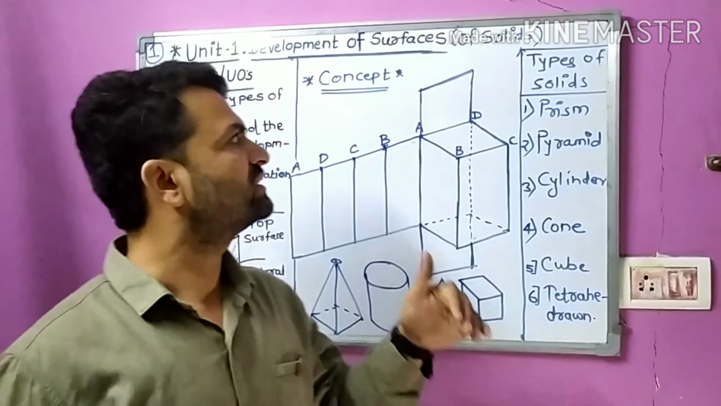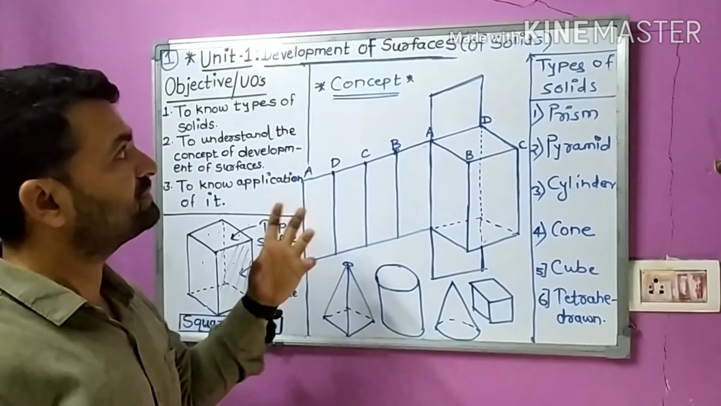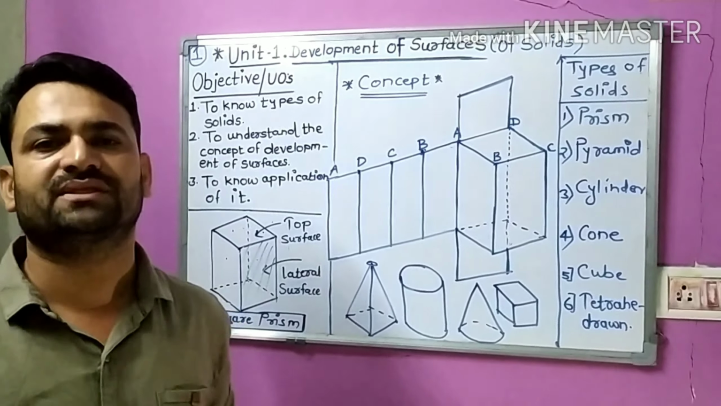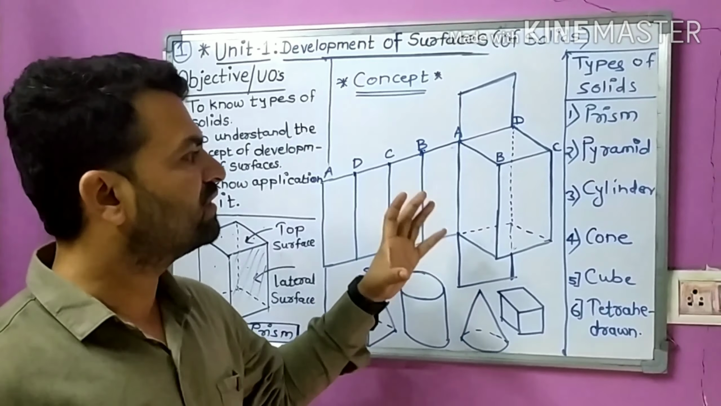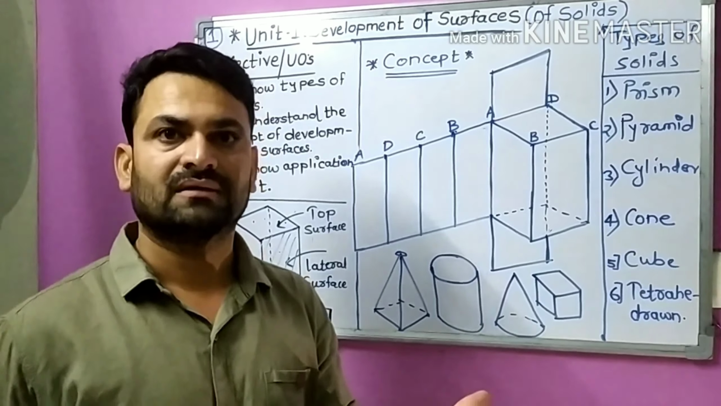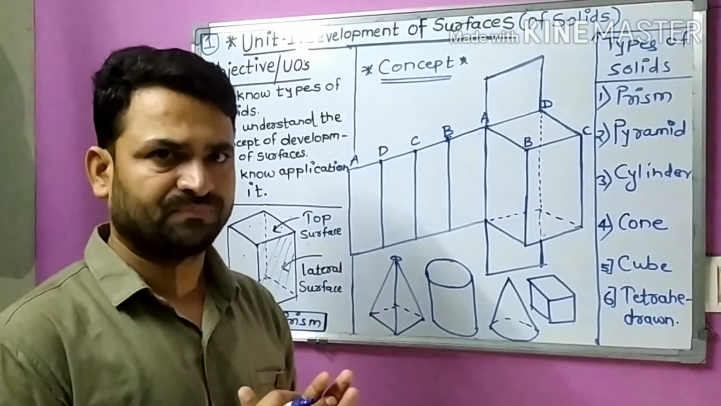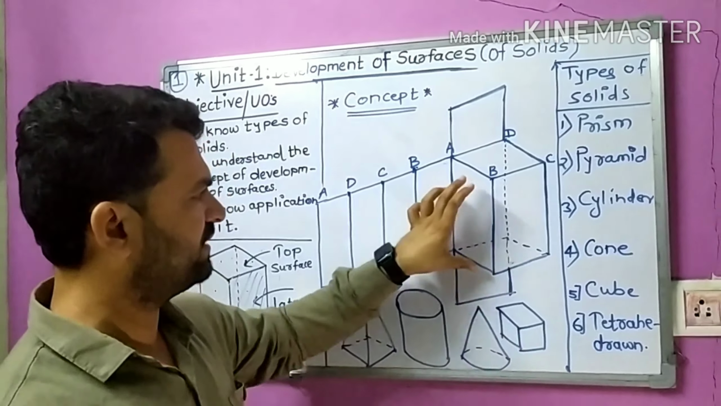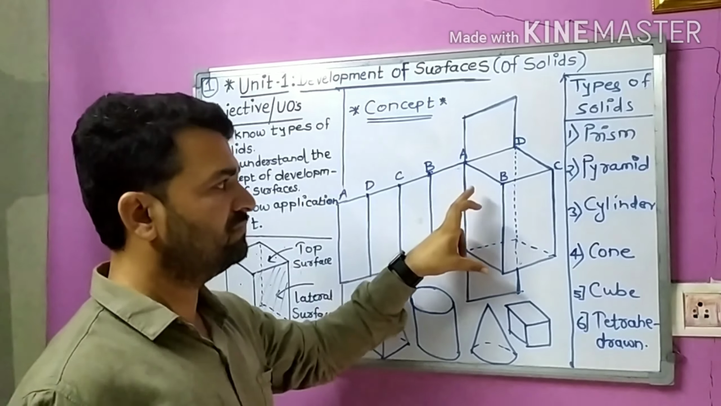Now let's move to the second point. Our topic is related to development of lateral surfaces of solid. So let's see what exactly is the concept of development of lateral surfaces of solid. Consider a solid, any type of solid. I have taken the example of this square prism.